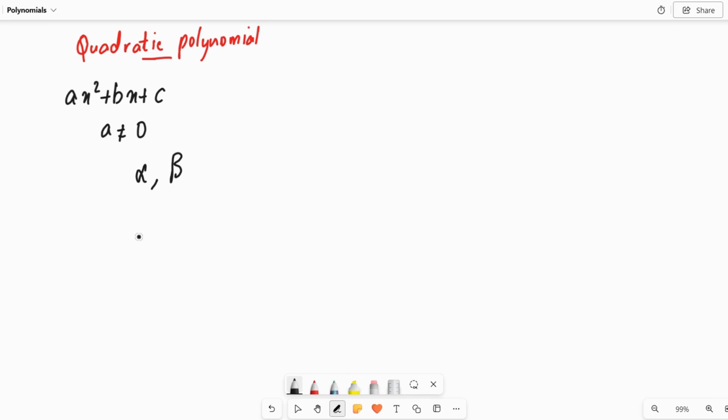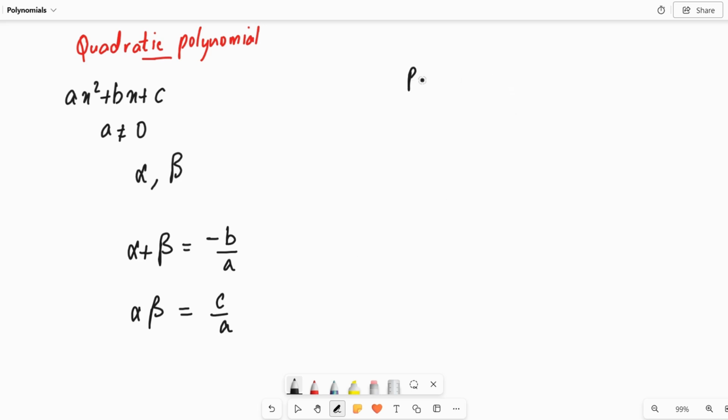It is stated like this: the sum of zeros, alpha plus beta, is equal to minus b by a. That is the negative of the coefficient of x divided by the coefficient of x square. While the product of zeros, that is alpha into beta, is equal to c by a. That is the constant term divided by the coefficient of x square.